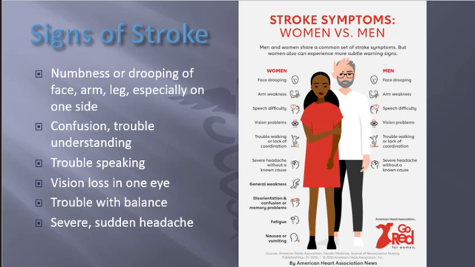Confusion, trouble understanding, trouble speaking, mostly because your face is drooping down on one side, yeah? And vision changes, not necessarily loss of vision, but just in one side, one eye. Trouble with balance and a severe sudden headache. Any of these can be attributed to a stroke, and there are differences between men and women.